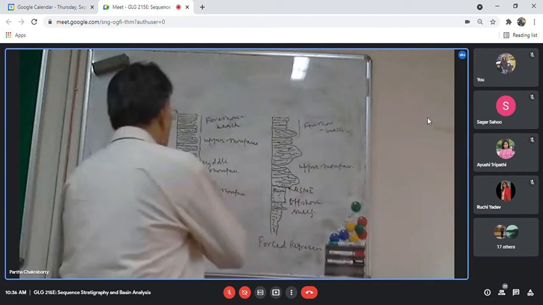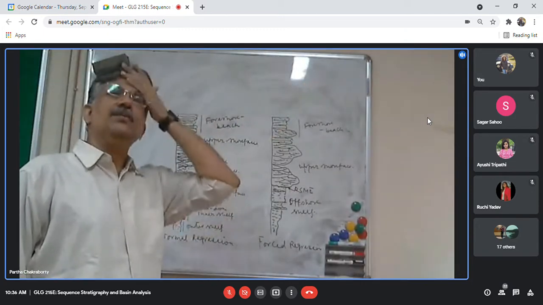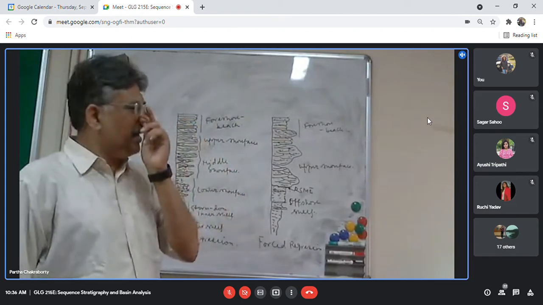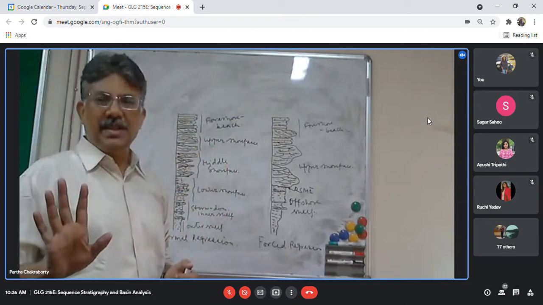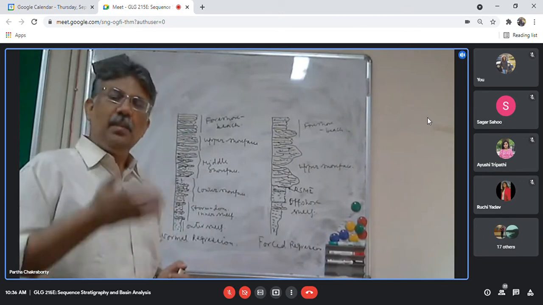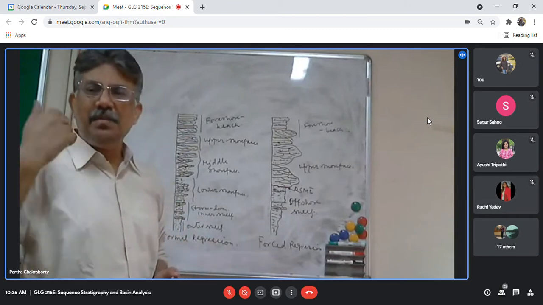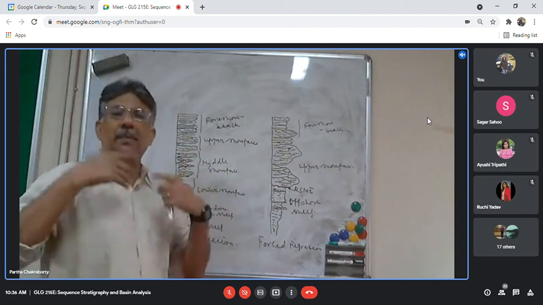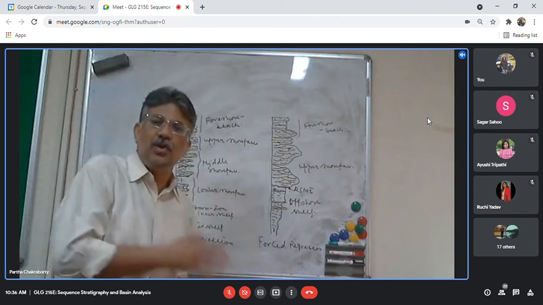So, in outcrop, how will I see the products of two things: normal regression and forced regression? In both cases, what I am saying is that it is a wave dominated setting, not a river dominated setting. It is a wave dominated setting, but in one case there is a normal regression going on, in another case there is a forced regression going on. So how will the two things be apparent to me, that I am seeing a product of forced regression or a product of normal regression?